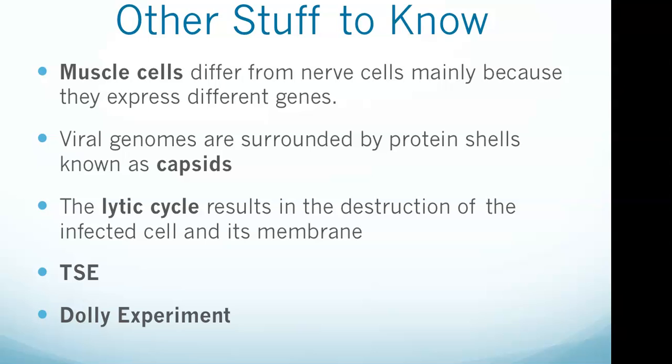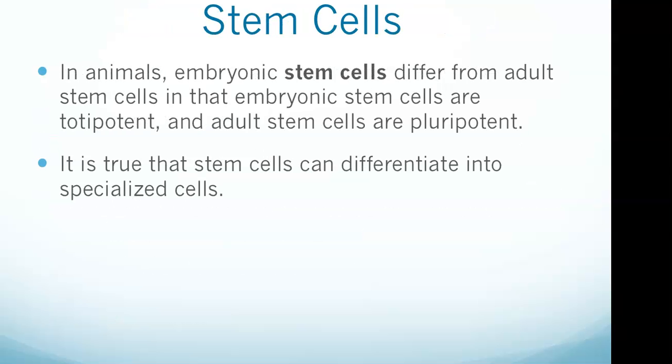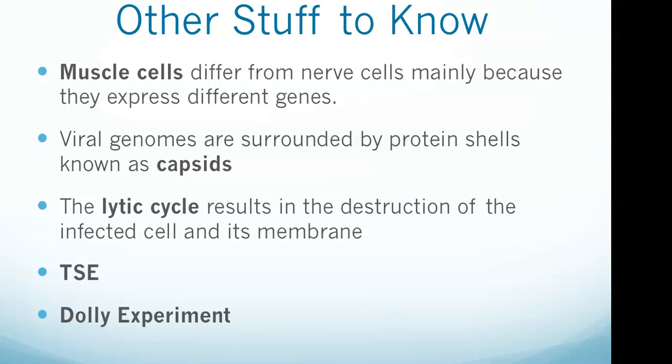Viral genomes are surrounded by protein shells known as capsids. So I believe capsids was one of our questions, was it not? What are capsids? Okay, so we'll talk about this for a second. A capsid is the protein shell of a virus, enclosing its genetic material.